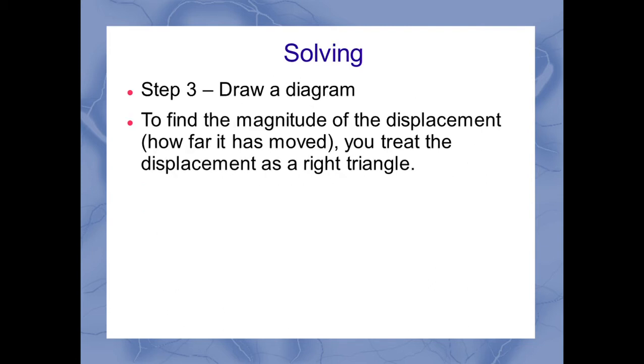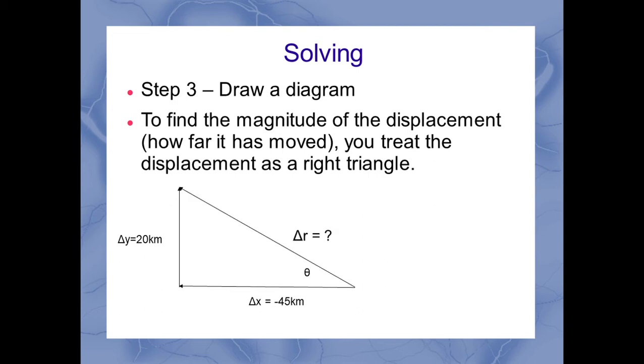So to do that, we need to draw a diagram. You treat it as a right triangle. Let me show you what that looks like. So we have the 20 kilometers north, the 45 kilometers west, and you notice I put a negative there because the 45 kilometers is in the westward direction, which is in the opposite direction of east, which when we draw it on a normal compass points to the left, which we'll write as negative. So that means our overall displacement points at an angle somewhere between west and north. So the way you describe that angle is north of west.